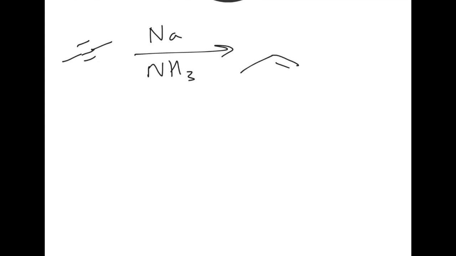So we left off on doing a dissolving metal type reduction, so sodium ammonia. And an alkyne makes a trans double bond. So Lindlar makes cis, this makes trans.